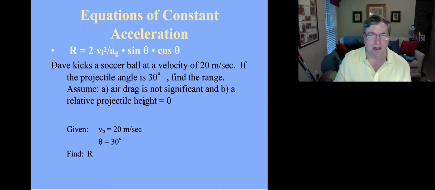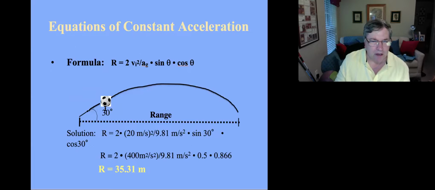So I've got a little problem. Dave's kicking a soccer ball at 20 meters per second. If the projectile angle is 30 degrees, find the range. So we assume here that air drag is not significant. The projectile height is 0. So we can plug and chug this away.